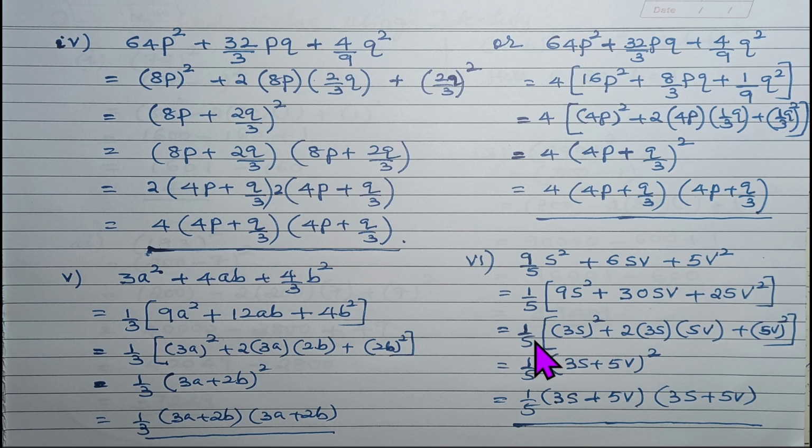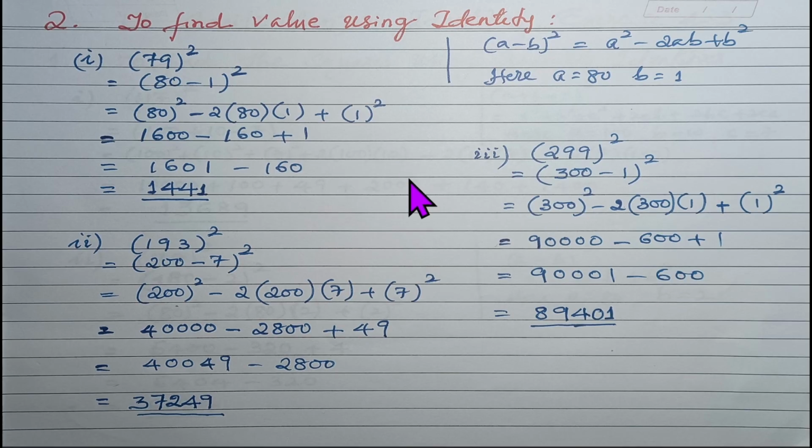Now 9s² is (3s)², and 25v² is (5v)². The middle term is 2ab, a is 3s and b is 5v, and multiplying this, 2 times 15 is 30, so it is 100% correct. Therefore it is the expansion of (a + b)². So a is 3s here and b is 5v, so (3s + 5v)². The factors are 1/5 into (3s + 5v) and (3s + 5v). Try to remember that.